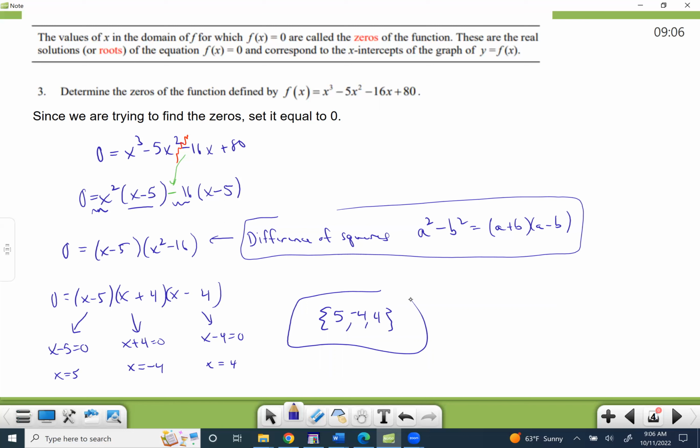Okay. And so it tells you up here different names for them too, right? These could also be called the x-intercepts. These could also be called the roots. These could be called the solutions. These could be called the zeros. All right.